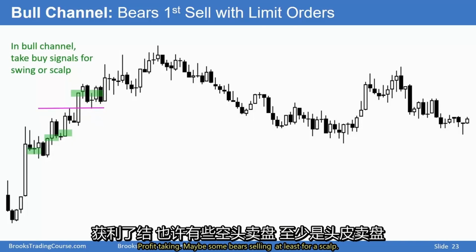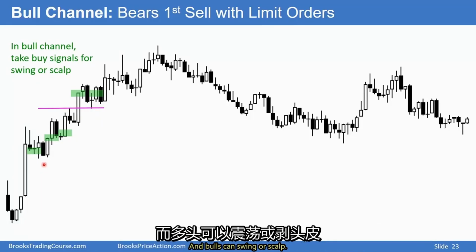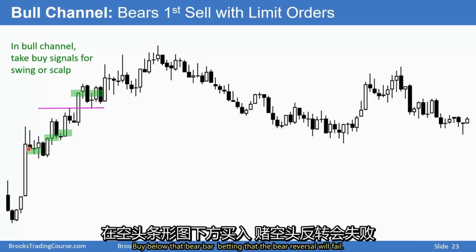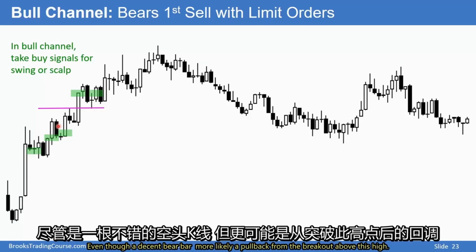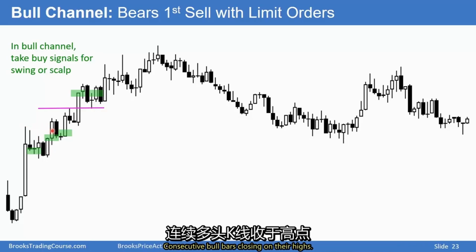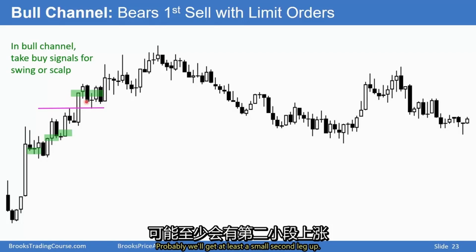In a bull channel, especially a tight bull channel with very small pullbacks, it's better to only look to buy. And bulls can swing or scalp. A good buy below that bear bar, betting that the bear reversal will fail. Another 2 bars up, even though a decent bear bar, more likely a pullback from the breakout above this high. Consecutive bull bars closing on their highs, probably buyers below. A breakout above potentially a wedge top, probably will get at least a small second leg up.